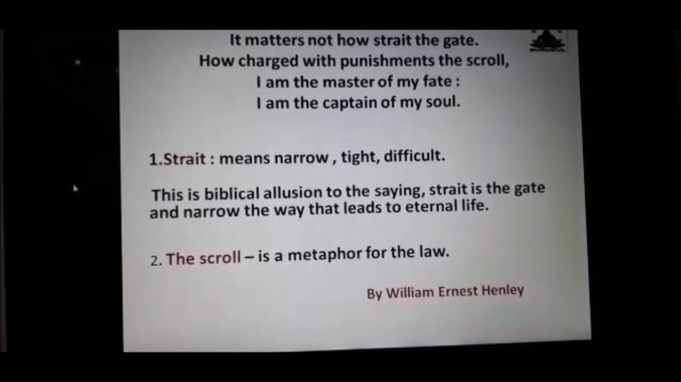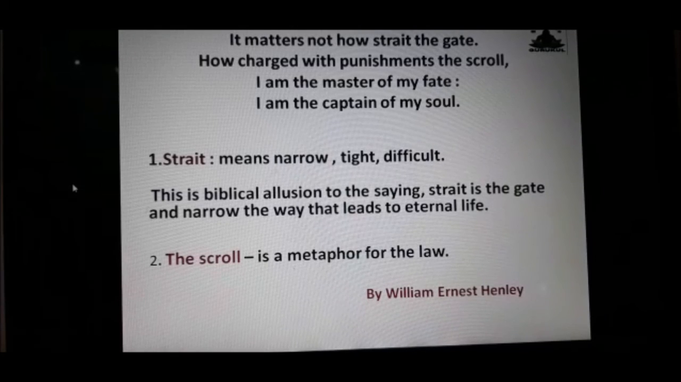Here he is referring to himself as a captain, but also commenting that it does not matter how narrow the path is to the gates of the afterlife. He will make it with no problem. And when he is being judged, no matter how many punishments are listed, he will have decided his fate and he will have steered his own course. The last two lines are considered to be some of the most famous lines in all of literature, and they are a continued source of inspiration for people in all walks of life.